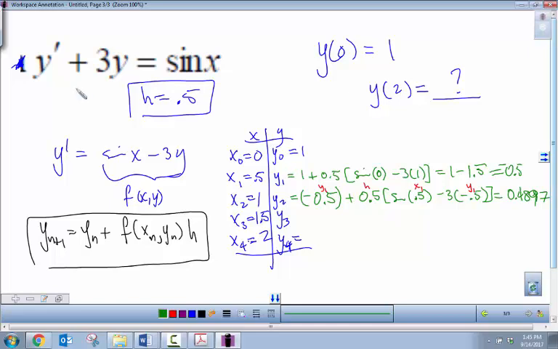We can't solve for this, by the way, right? This is a first order linear, so integrating factor business. You can try to solve for this if you want. All right.